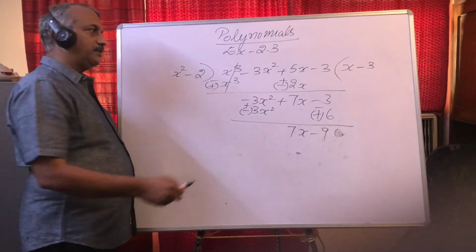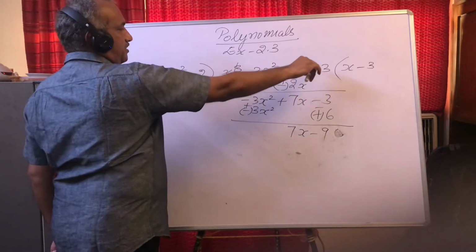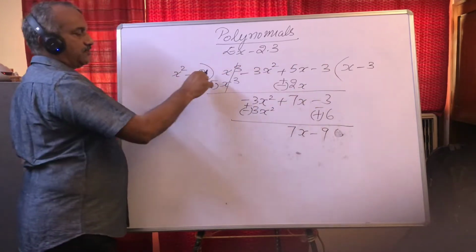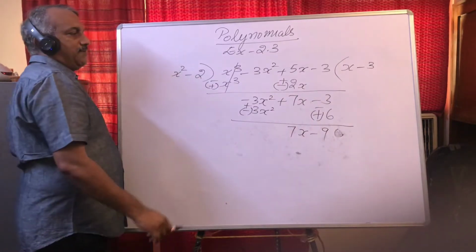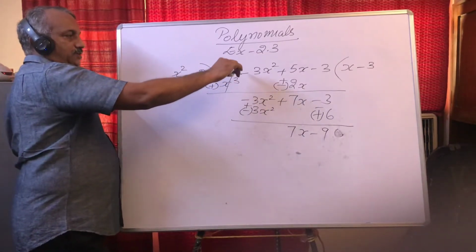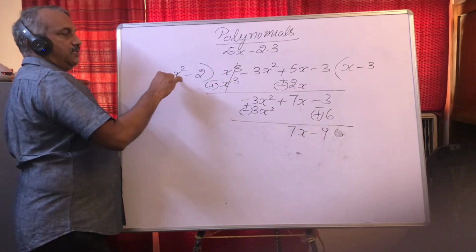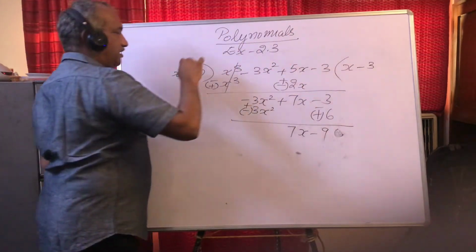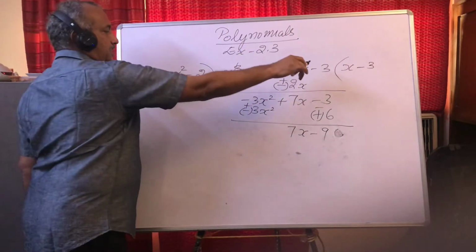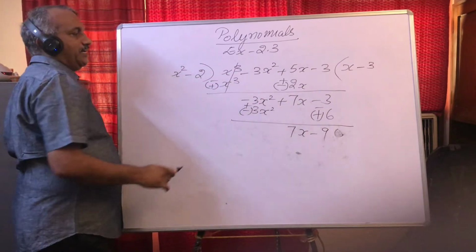Like this. See once again. Question is, divide x cube minus 3x square plus 5x minus 3 by x square minus 2 and find the quotient and remainder. So divide the first term of the dividend by the first term of the divisor. X cube upon x square, we get x. X into x square, x cube, x into minus 2, minus 2x. Change the sign and add.